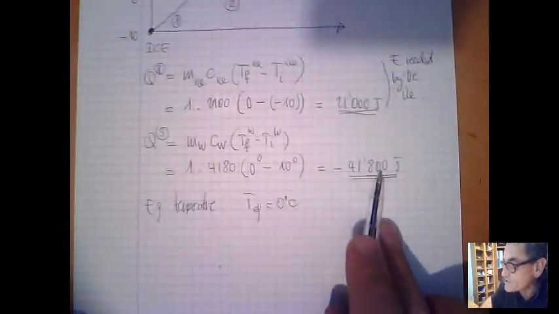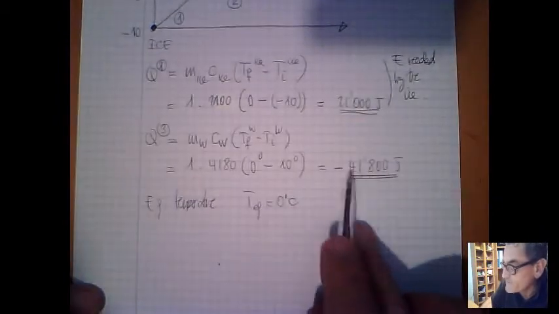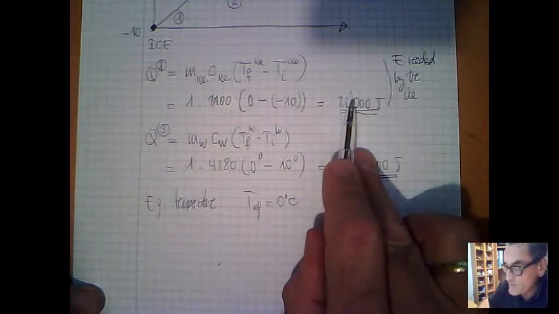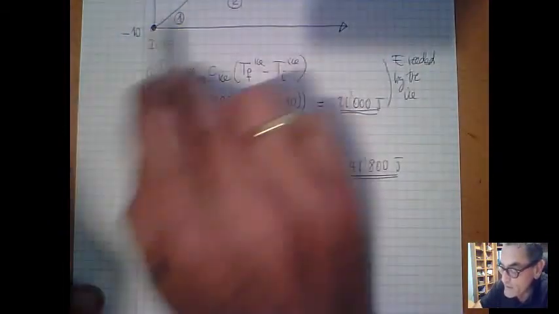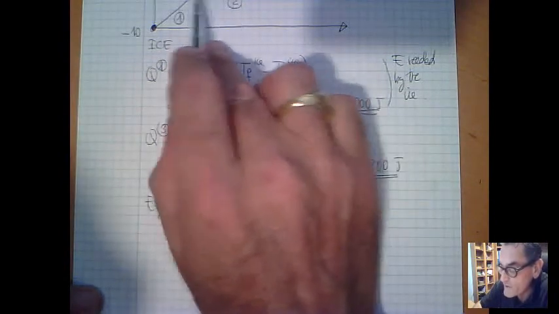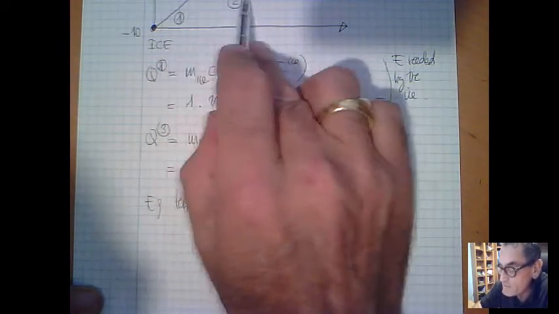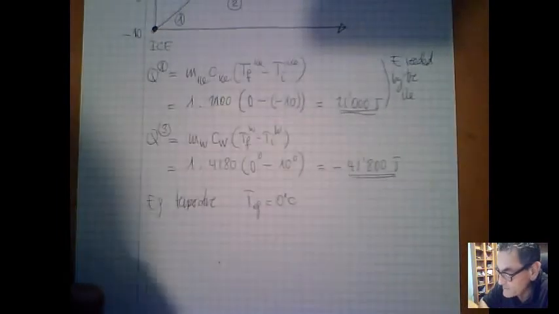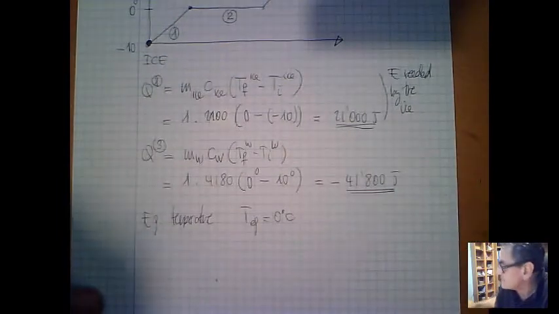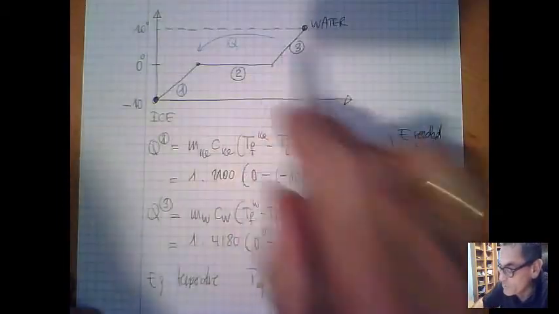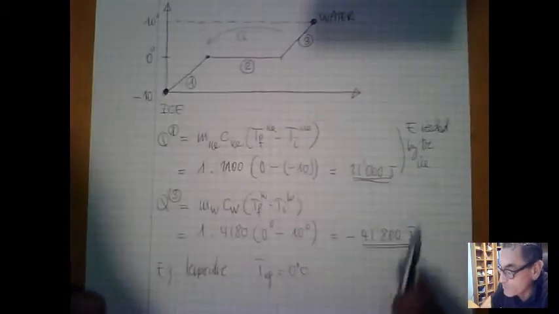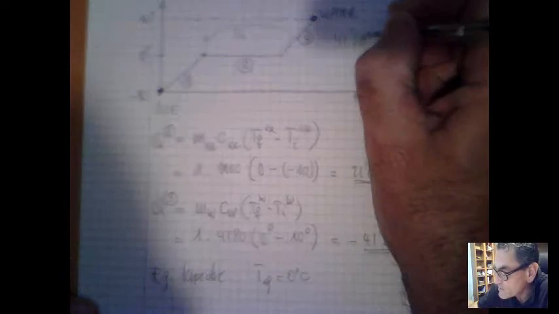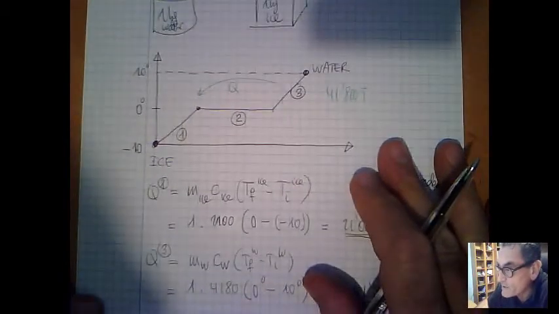But then how much energy do we have left? Well, we have left 41,000 minus 21,000, and this energy which the water gives us in addition to the one that is needed to melt the ice, this quantity of energy will be melting some of the ice. Let's do a drawing. The water releases 41,800 joules total. 41,800 joules.